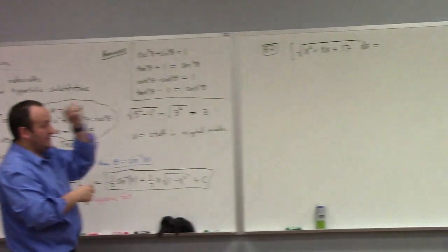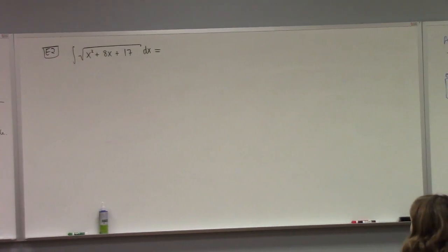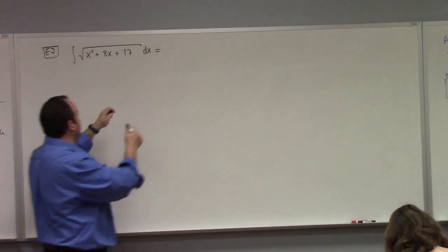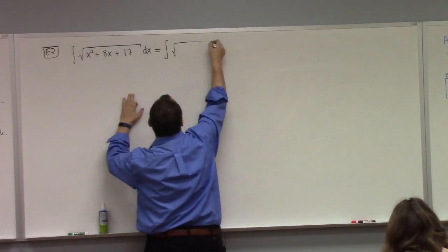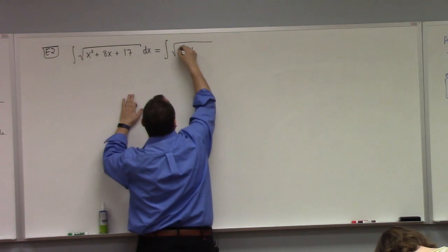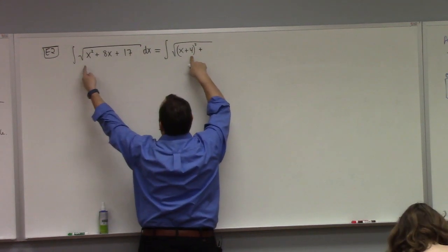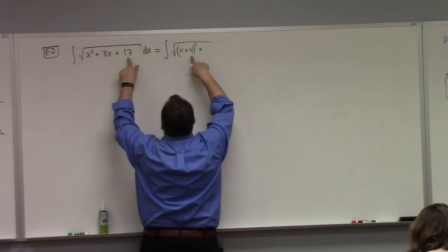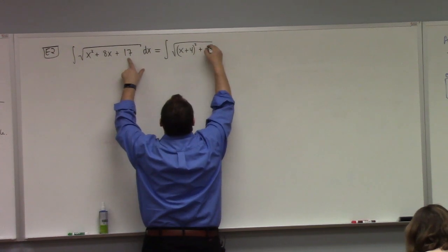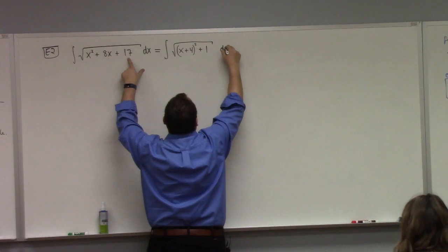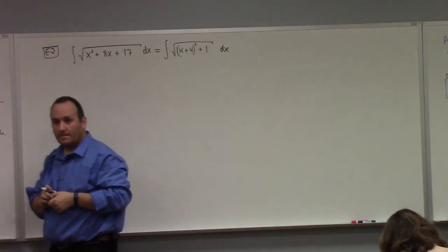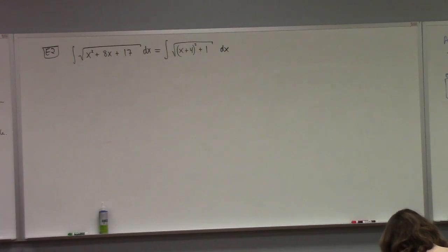So how about this one? How do I do it? Day one, like first thing I talked about: complete the square. So complete the square, what do we get here? This would give me an 8x, an x squared, also a 16, right? But I've got 17, so I'll put a 1. I want what's under the radical to become a square.